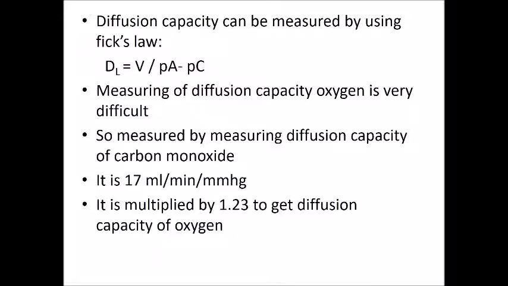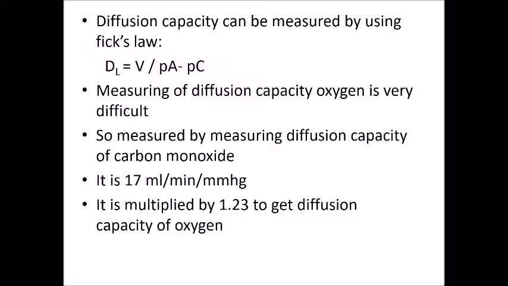So it is multiplied by 1.23 to get diffusion capacity of oxygen. Now when we calculate the diffusion capacity of carbon monoxide, it will come around 17 ml per minute per millimeter of mercury. Multiply it by 1.23. Why are we multiplying? Because there is a difference in the diffusion coefficient of oxygen and the diffusion coefficient of carbon monoxide, and this difference is 1.23 times.